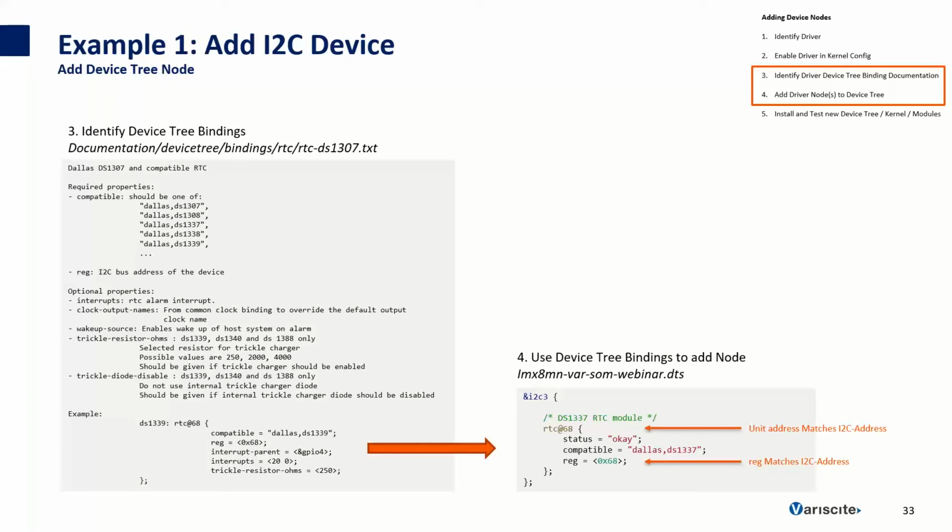So in step 4, we want to use this device tree bindings documentation to add a new device node to our webinar file. I want to highlight a few things here. The unit address for the device node for I2C devices needs to match the I2C address, as well as the reg property. So in this example, we use the documentation on the left to add the new node on the right, and we can see that the I2C device is located at I2C address 68.